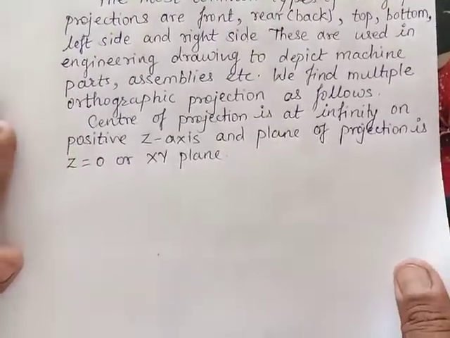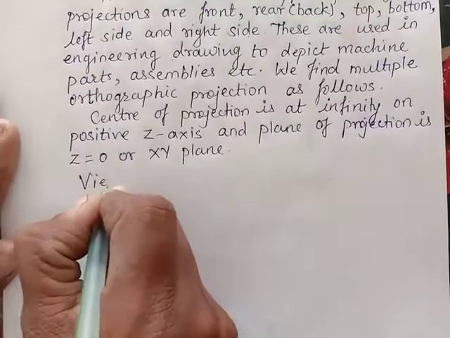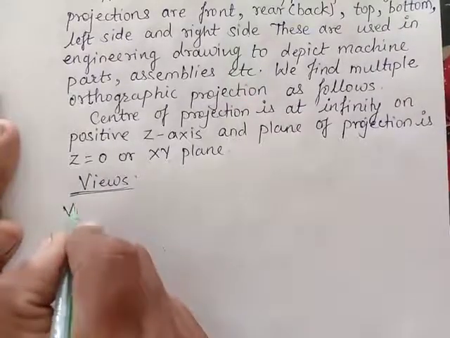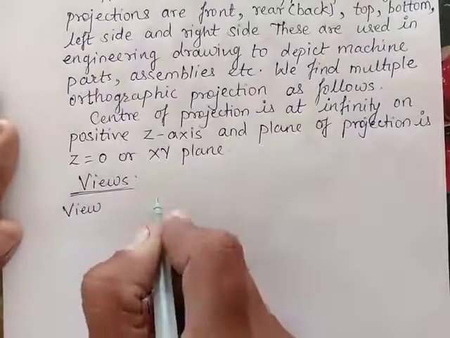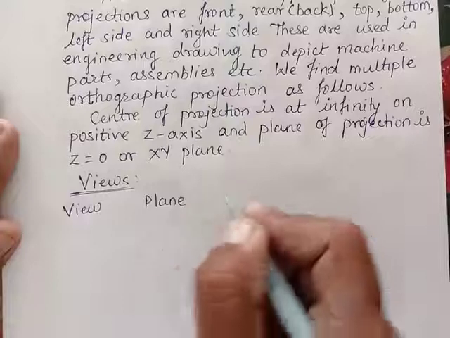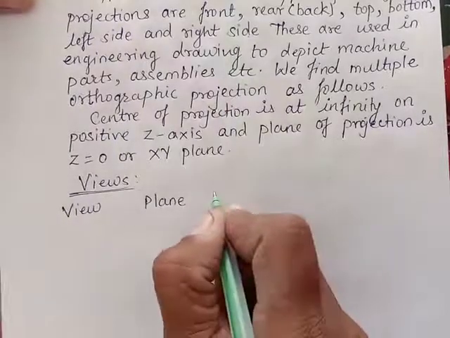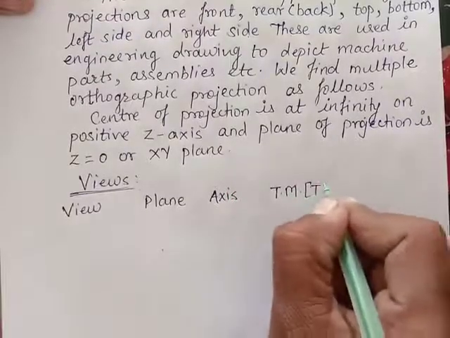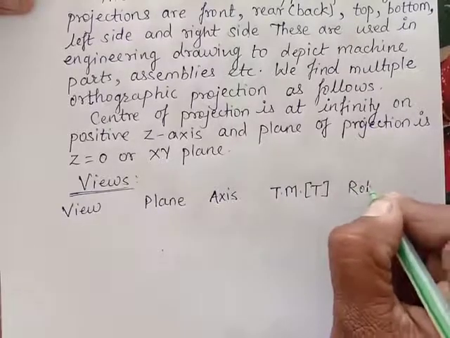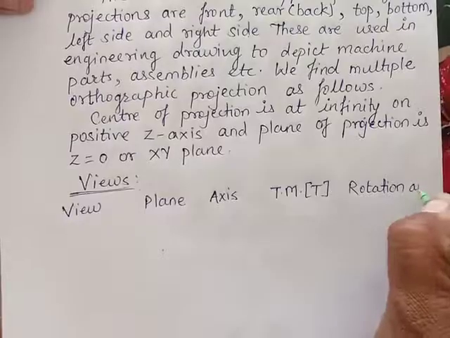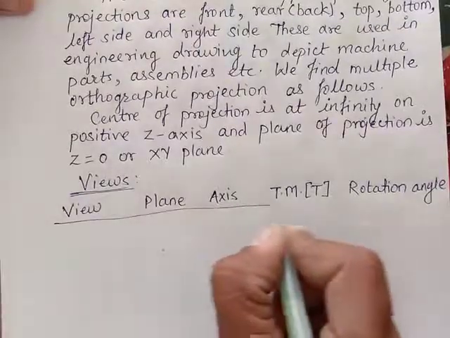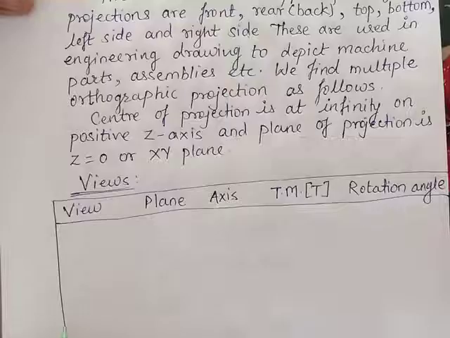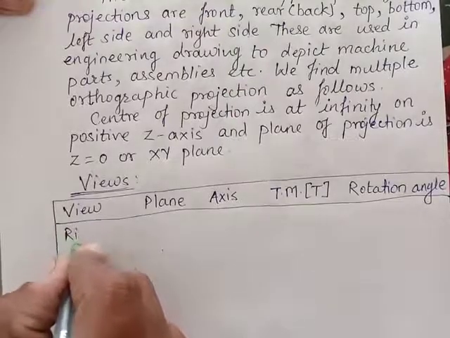Now let's write one table for that. Now, the views of the orthographic projection, how will we obtain them? Here, a view has the plane on which the projection occurs, then the axis of projection, the transformation matrix, and the rotation angle. Now let's prepare this table.